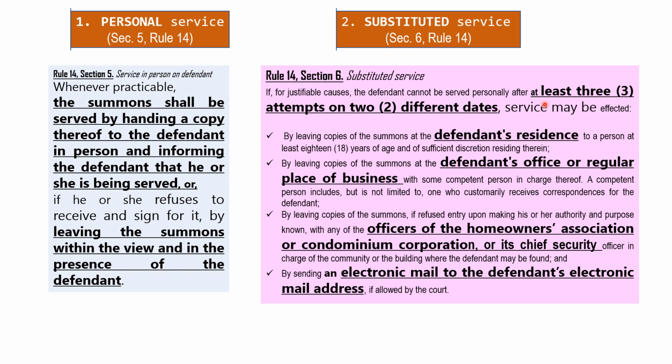So if there is at least 3 attempts on 2 different dates, then you can leave now a copy of the summons at the defendant's residence, as long as you leave it to a person at least 18 years of age and of sufficient discretion residing therein, or kung hindi nyo mahanap sa kanyang bahay or sa kanyang residence, then you can leave a copy of the summons at the defendant's office or regular place of business, or you can leave it to the officers of the homeowners association or condominium corporation or sa chief security officer in charge of the community or the building. And last is, you can send it also to his email address if it is allowed by the court.